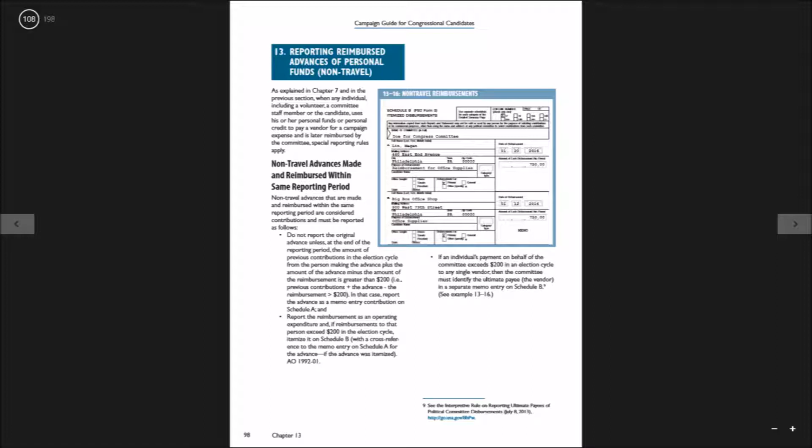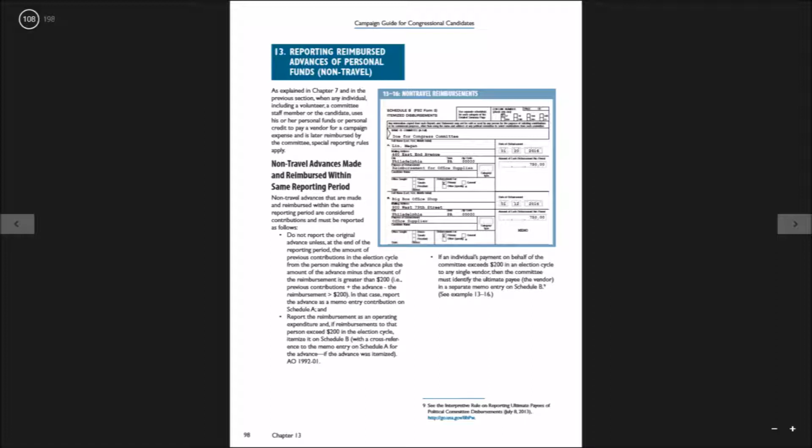As explained in Chapter 7 and in the previous sections, when any individual, including a volunteer, a committee staff member, or the candidate uses his or her personal funds or personal credit to pay a vendor for a campaign expense, and the latter is reimbursed by the committee, special reporting rules apply. Non-travel advances made and reimbursed within the same reporting period.